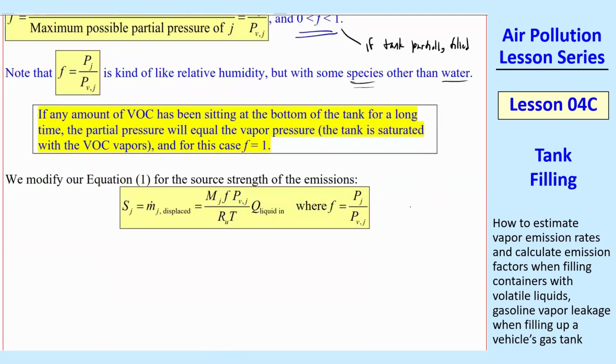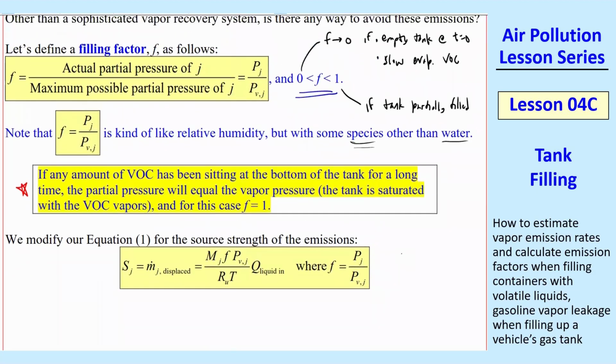This F is kind of like a relative humidity, but with some species of VOC rather than water. Here's the point then: if any amount of the VOC has been sitting at the bottom of the tank for a long time, partial pressure will equal the vapor pressure, and then F is 1, and there's really nothing you can do about that. You already have evaporated all the VOC into vapor that you're going to, and it's going to have to come out. So unless you have a vapor recovery system, that is going to go into the atmosphere.